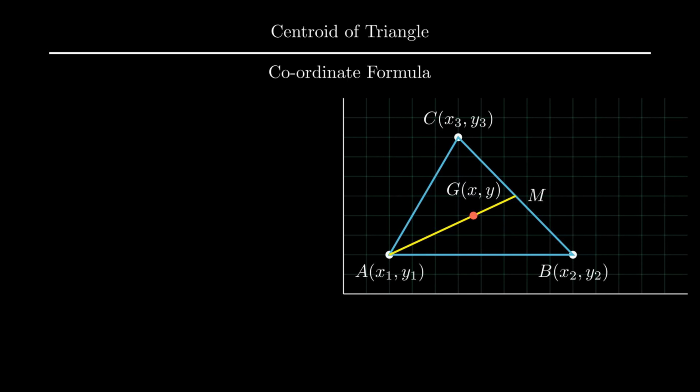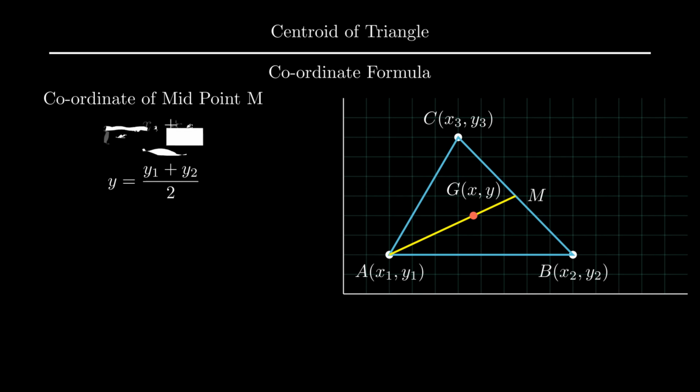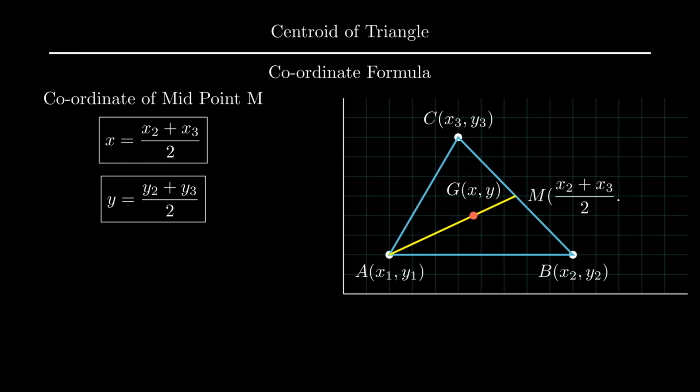As median divides the line segment in two equal parts, therefore the coordinates of point M is calculated by using the midpoint formula in the line segment BC. Also, centroid divides the median in the ratio 2:1.